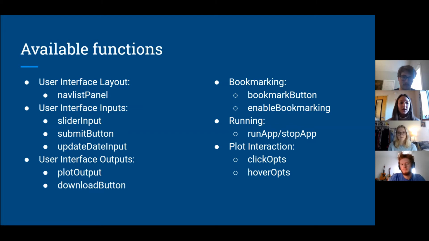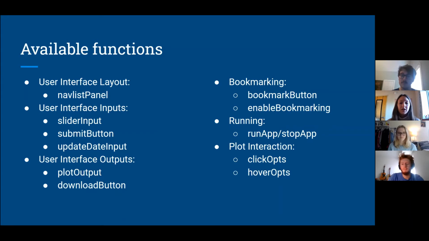And then with the user interface inputs, you can use sliderInput, which constructs a slider widget. You can create a submit button, and you can use updateDateInput, which changes the date or the value of a date. And then the user interface outputs. So you can use the plotOutput function, which creates a plot image. And this can be used to clearly illustrate your data. You can create a download button to initiate a browser download when clicked.